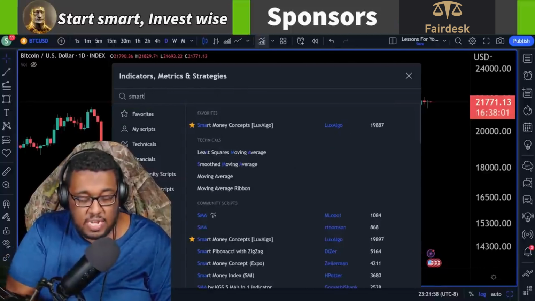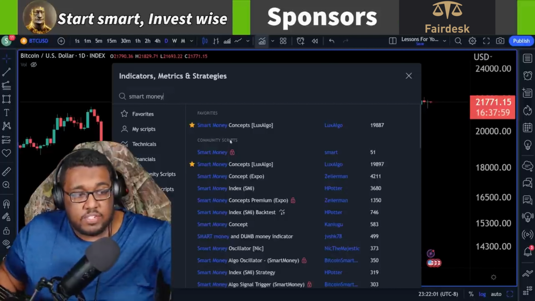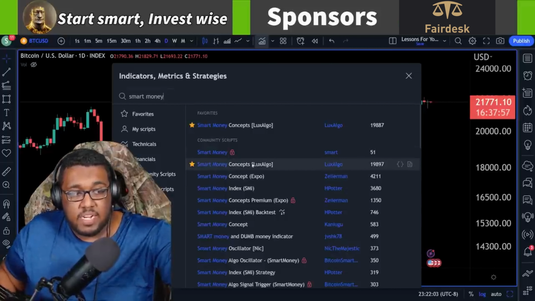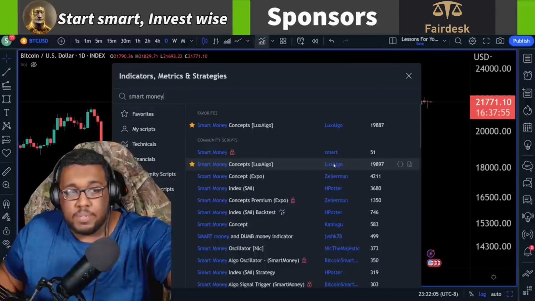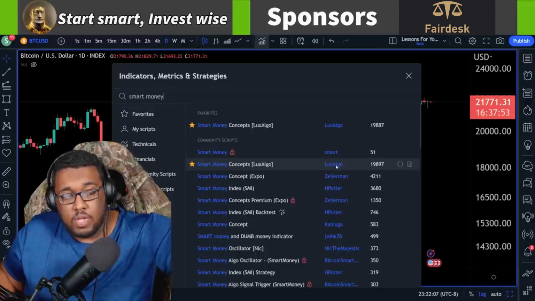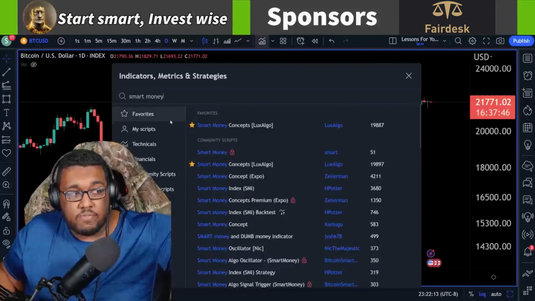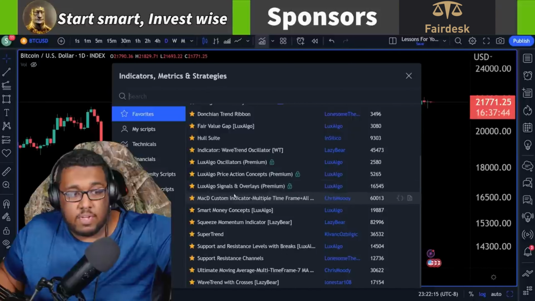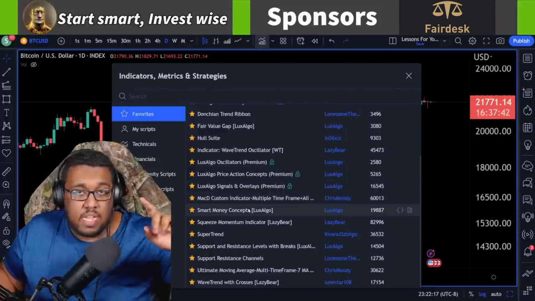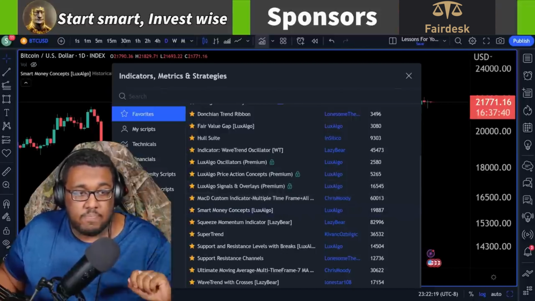Now, first things first, I need you guys to go over here to Indicators, Metrics, and Strategies on TradingView, and type in Smart Money. You're going to see it towards the top. It's going to be Smart Money Concepts Lux Algo, and in the blue, it's also going to be under Lux Algo. When you see this, give it a gold star. That way you don't have to search for it each and every time. It'll just be in your favorite section like it is mine, right here. Then click on this one time.